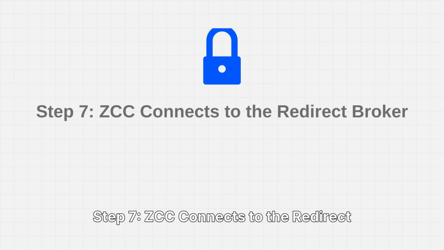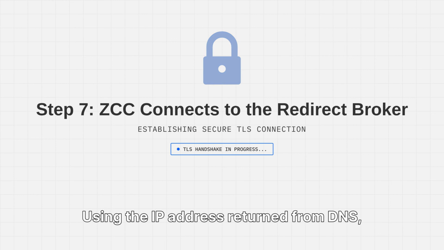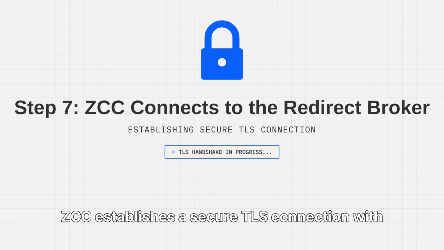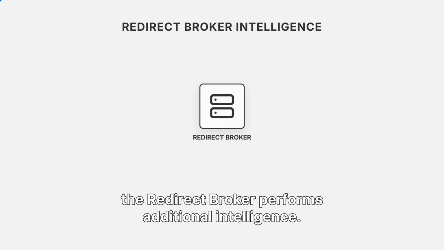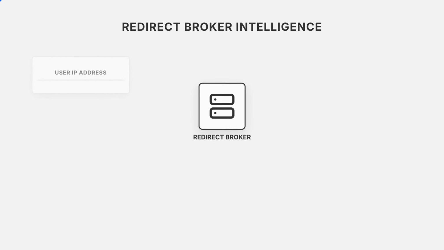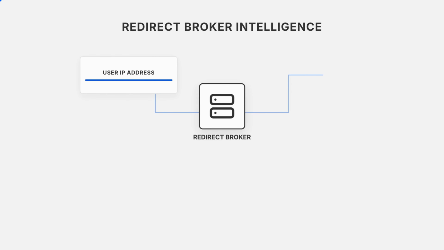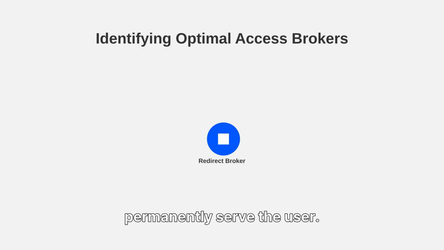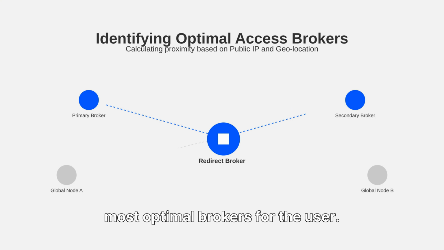Step 7. ZCC connects to the redirect broker using the IP address returned from DNS. ZCC establishes a secure TLS connection with the redirect broker. At this point, the redirect broker performs additional intelligence. It determines the user's public IP address, geographic coordinates, network location, and the closest Zscaler cloud regions. The redirect broker's job is not to permanently serve the user. Instead, its job is to identify the most optimal brokers for the user.